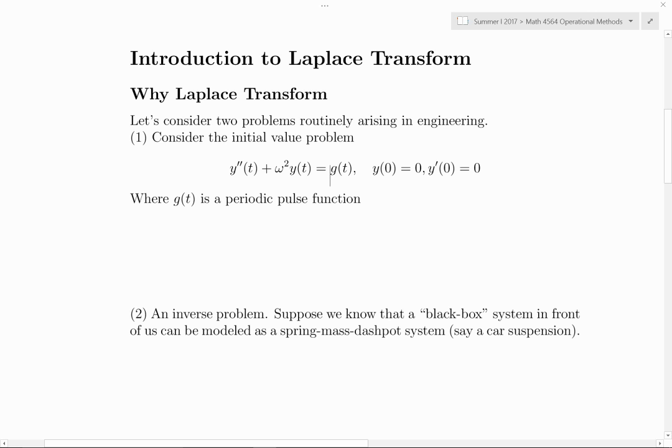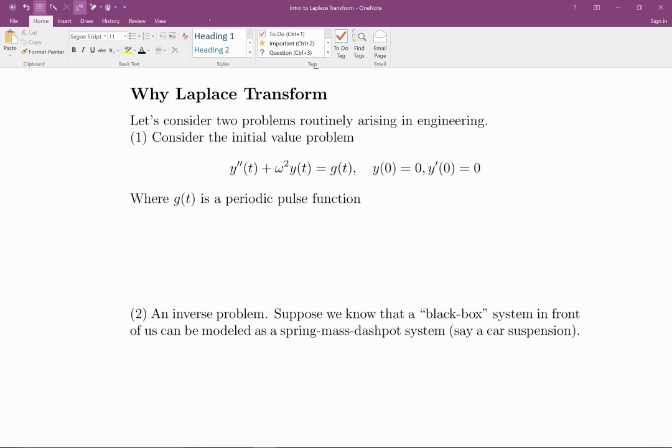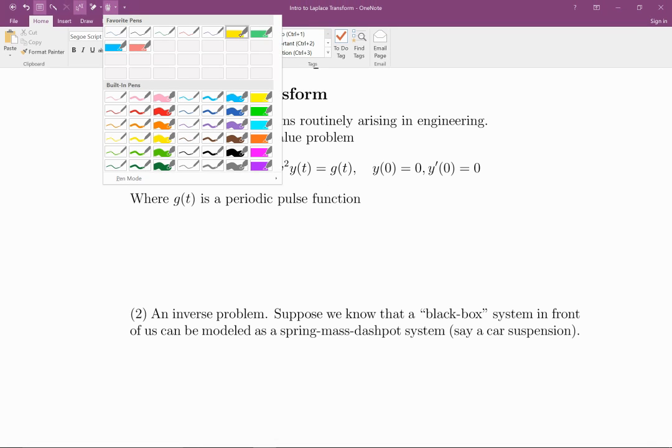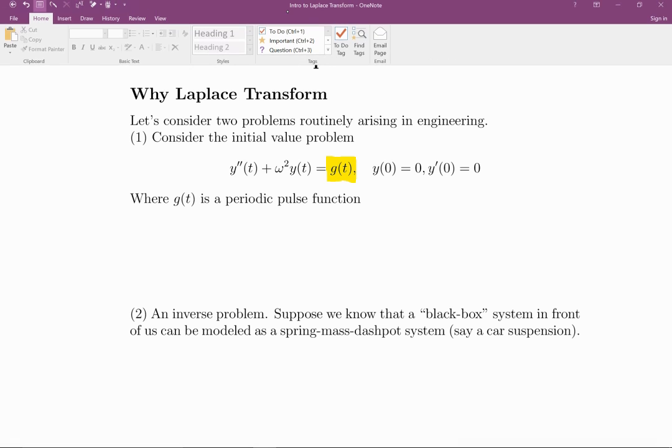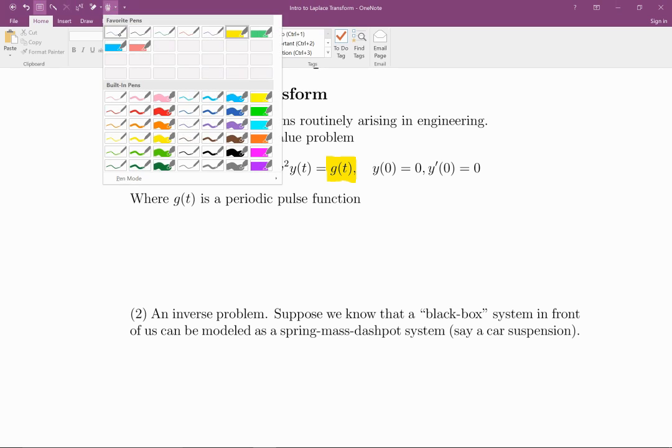So, what is Laplace transform and why do we use it? To answer the second question, I suggest we look at two somewhat simple problems. You've seen this problem before. First of all, this problem is a simple second-order differential equation. We know how to solve it. It's non-homogeneous, so we have to use something like a variation of parameters formula. And if g of t has a simple form, then it's not a very difficult problem.